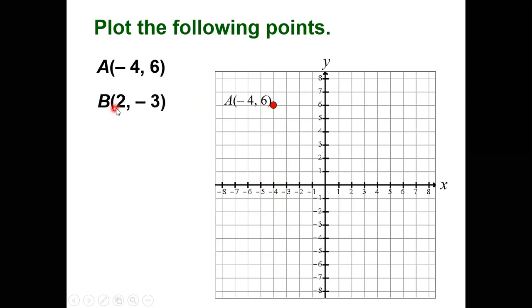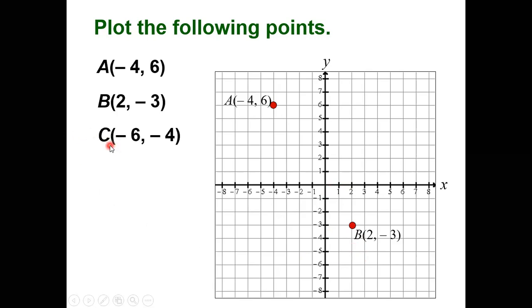The next point is B, which is 2, -3. So first move 2 places across. If it is positive, you want to move to the right. So from the origin move 2 places to the right. And the Y coordinate is negative here. If it is negative, we want to go down. How many places do we want to go down? 3 places down. So this is the point 2, -3.